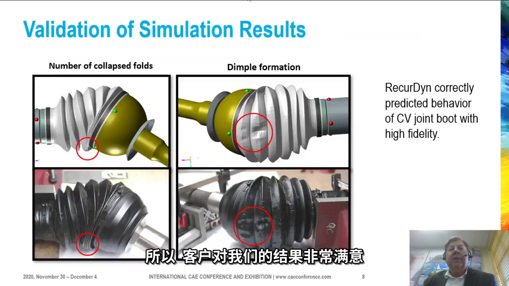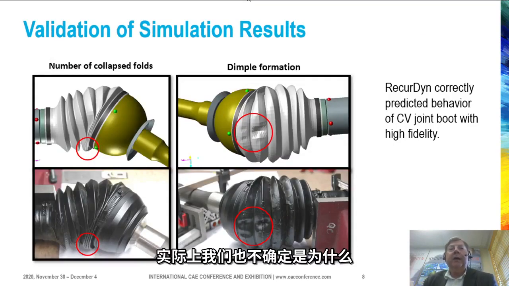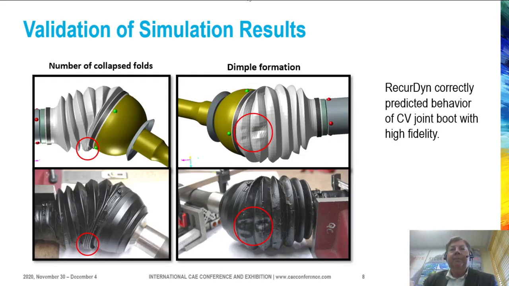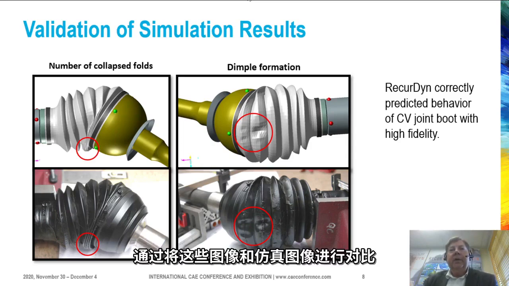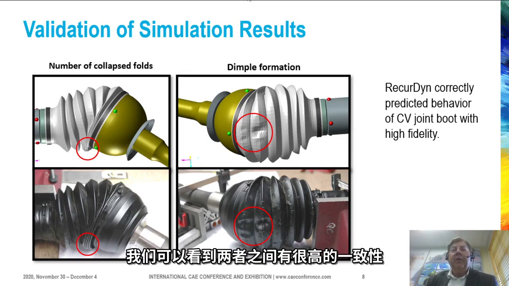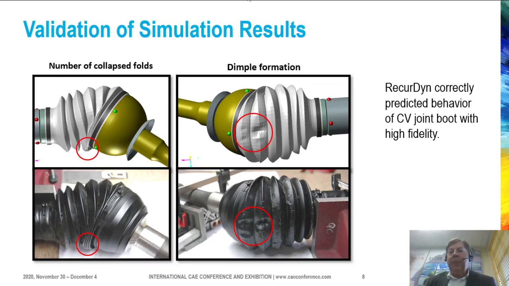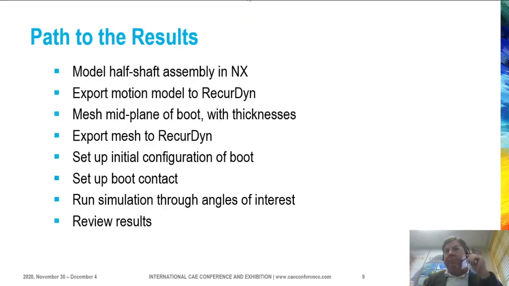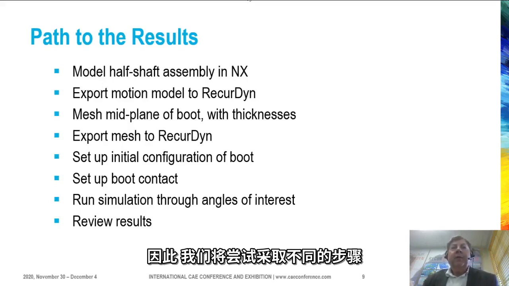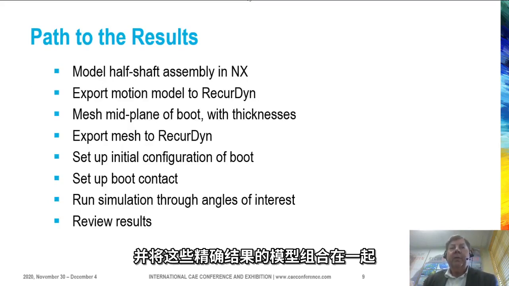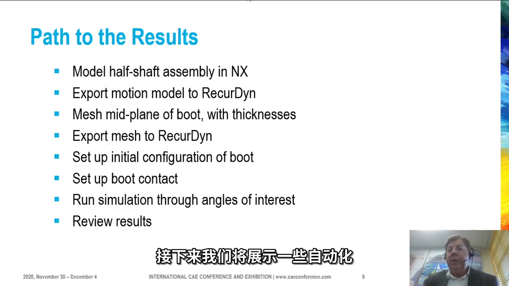So the client was very happy with our results, and we actually weren't sure why until they sent the images you can see at the bottom of this slide. And in comparing those images with the simulation images, we can see that there was a high level of agreement between the two. So how was it that we could get this high level of agreement? We'll walk through the different steps that we took in putting together this model that gave us these accurate results, and then we will show some automation later on.